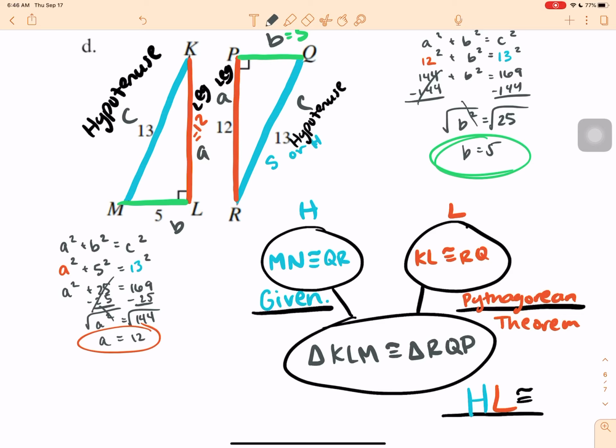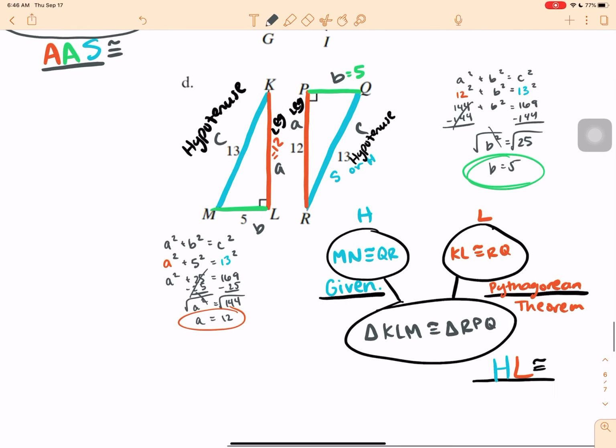Oh, wait. No, it would be RPQ, sorry. Because if I go K orange to green to blue, KLM is orange to green to blue. So RPQ. Alright, and that'll do it.